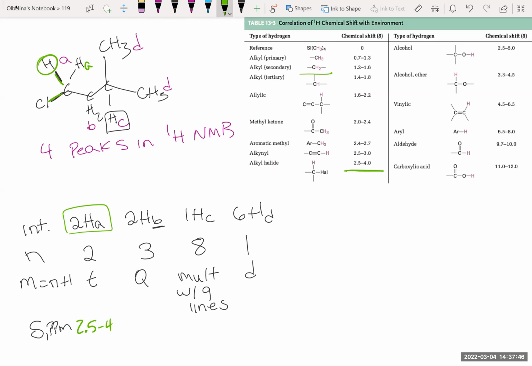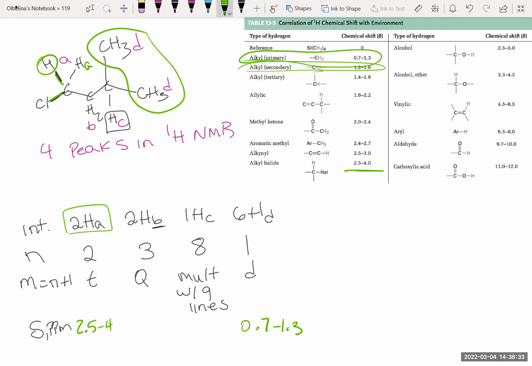Now, on the table, there is a CH2 listed, right? And HAs, those are a methylene, a CH2. But I'm not going to use that chemical shift range, 1.2 to 1.6, because those ranges are meant for alkanes or methylenes that are really far away from electronegative atoms. So for the chemical shift for D here, they are several bonds away from the chlorine. I'm going to use this chemical shift for primary alkyls or methyls, so 0.7 to 1.3. But again, I wouldn't use that for the CH2s. I would use this information for an alkyl halide. So just like chlorine, 1, 2 bonds away from that chlorine is that hydrogen, the chemical shift, 2.5 to 4.